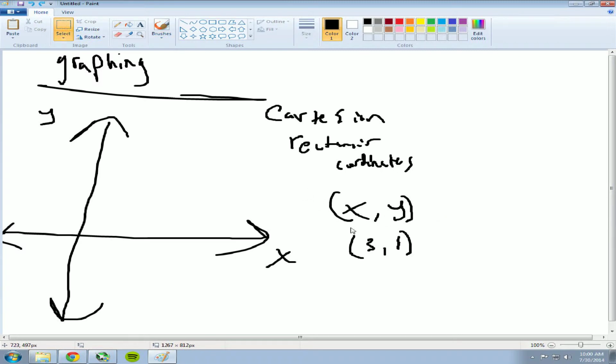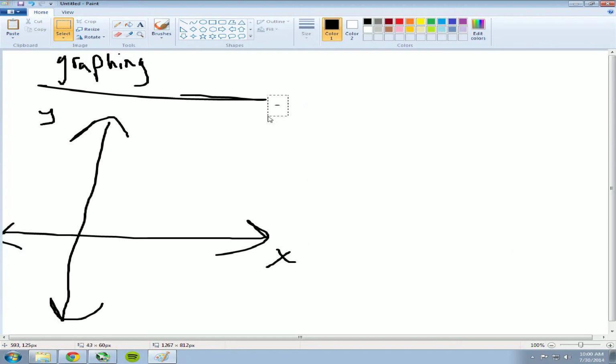I should talk about how to use these points in graphs. So we have two different ways to graph. We have slope-intercept form, which is basically this equation right here, where this is the y-intercept and this is the slope.